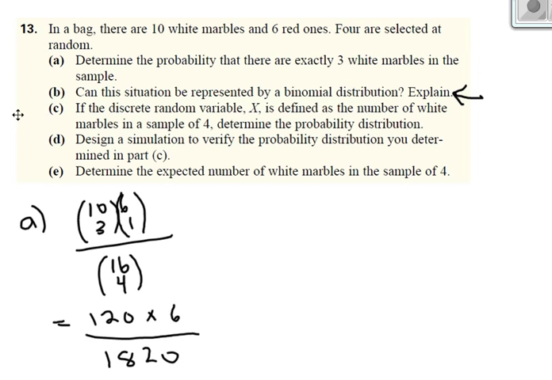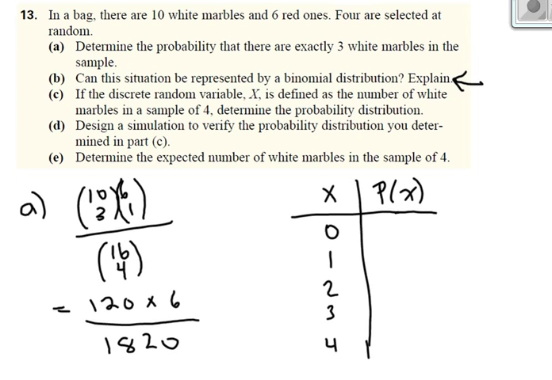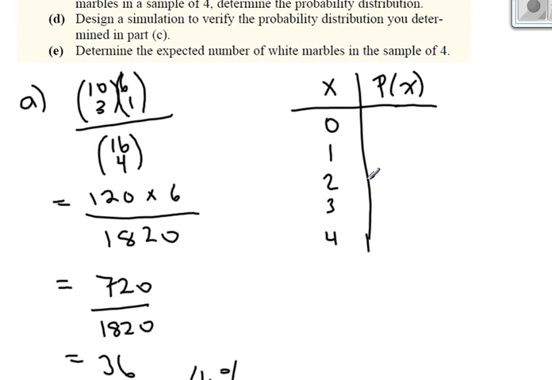So actually, I'll write here. So x is the number of white marbles, and I could get 0, 1, 2, 3, or 4. And we've already done the probability of getting 3 white marbles and found that that was, and this time I want 4 decimal places, 0.3956. So we need to fill in the rest of this table. So let's go do some math.